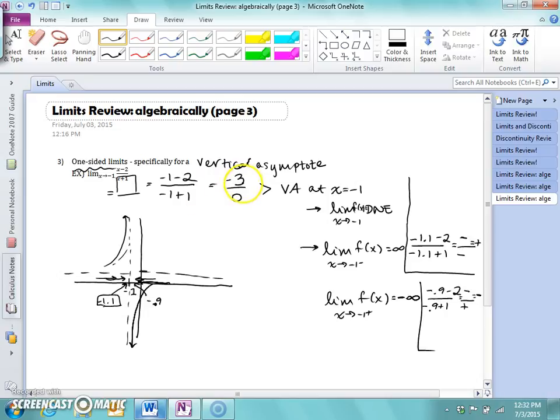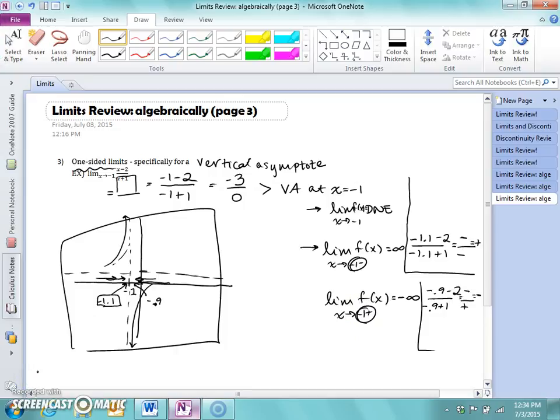So if you have a rational function and there's nothing that you can cancel, so there's not a hole there, but they still want you to state a limit, especially if it's a one-sided limit, it's often necessary to use this method where you pick x values very close to your x value on the left and the right and see if it's shooting up or down.